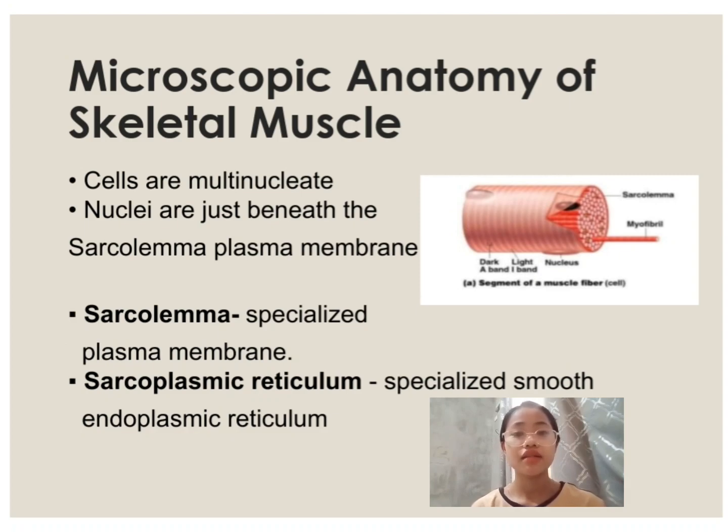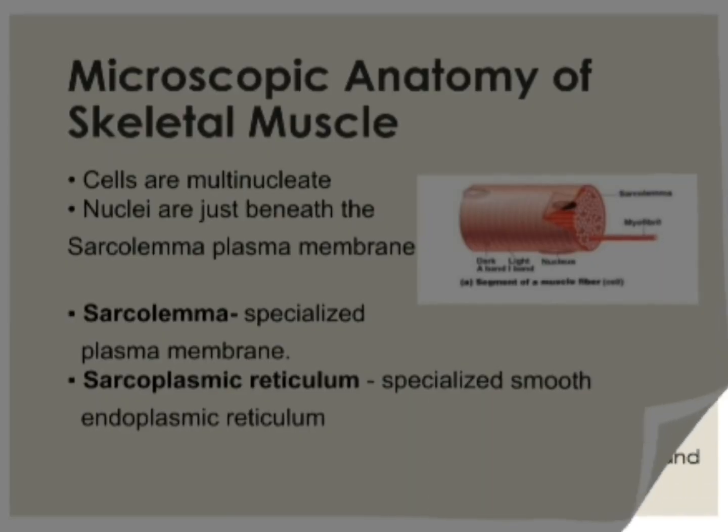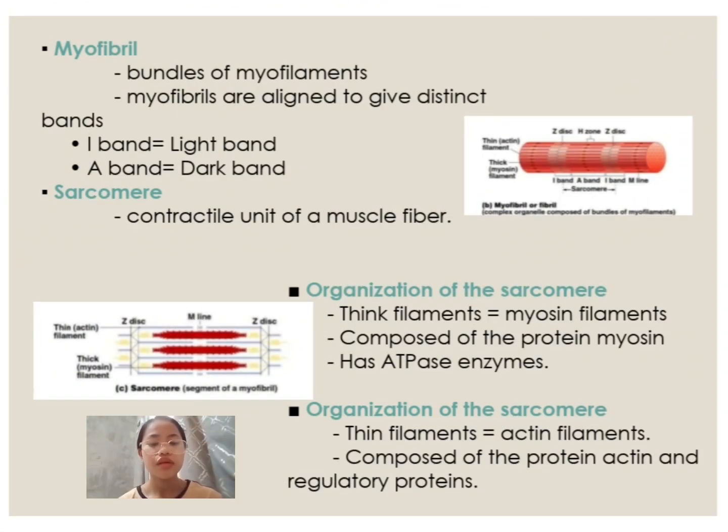Microscopic anatomy of skeletal muscle. Cells are multinucleated. Nuclei are just beneath the sarcolemma, the plasma membrane. Sarcolemma, a specialized plasma membrane. Sarcoplasmic reticulum, a specialized smooth endoplasmic reticulum. Myofibril, bundles of myofilaments. Myofibrils are aligned to give distinct bands, the I band or light band, and the A band or dark band. Sarcomere, the contractile unit of a muscle fiber.